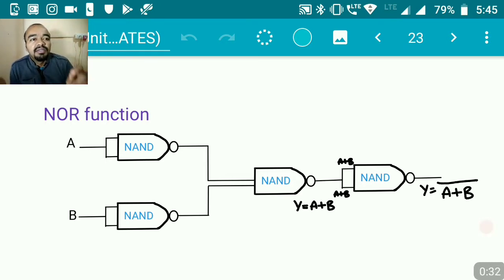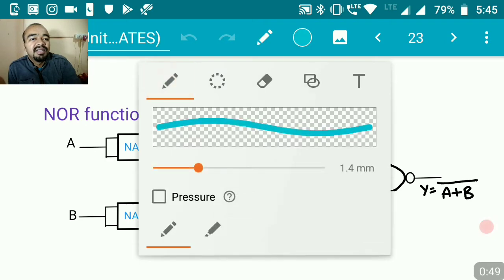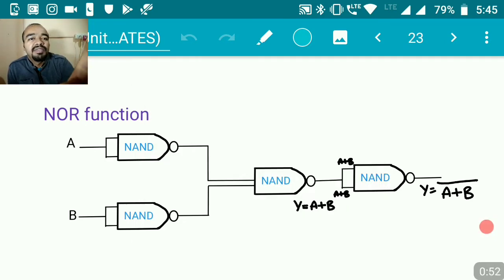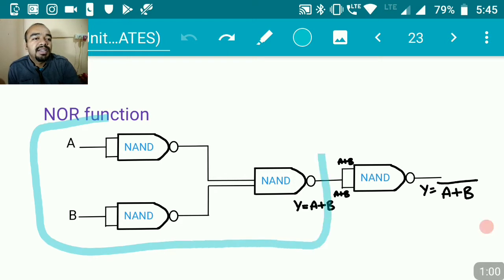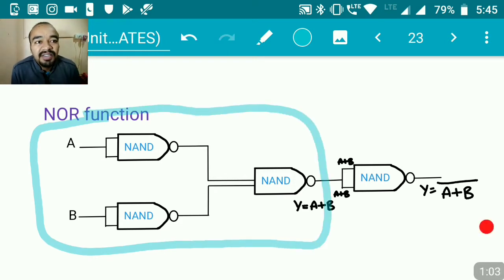In the previous section we learned how, by using NAND gate, we can generate an OR gate. So this is how the entire thing is. Let me just grab a highlighter and show you, this was the entire part that we already discussed. At the end of that part, the output that we are going to get is y is equal to A or B.